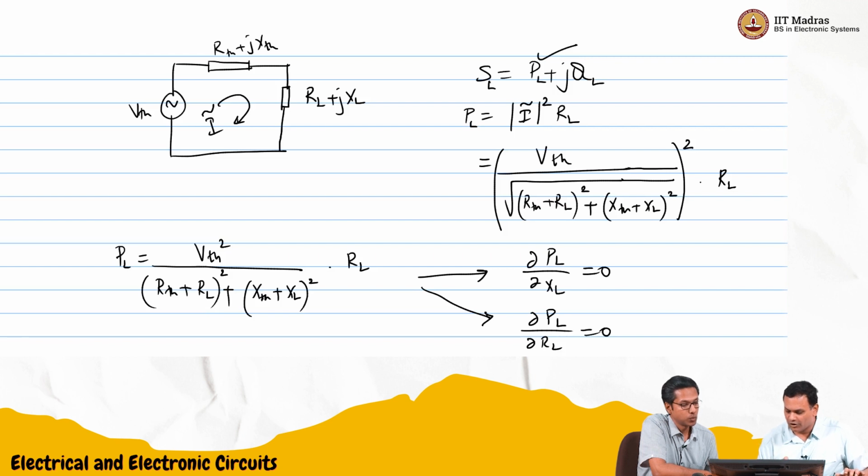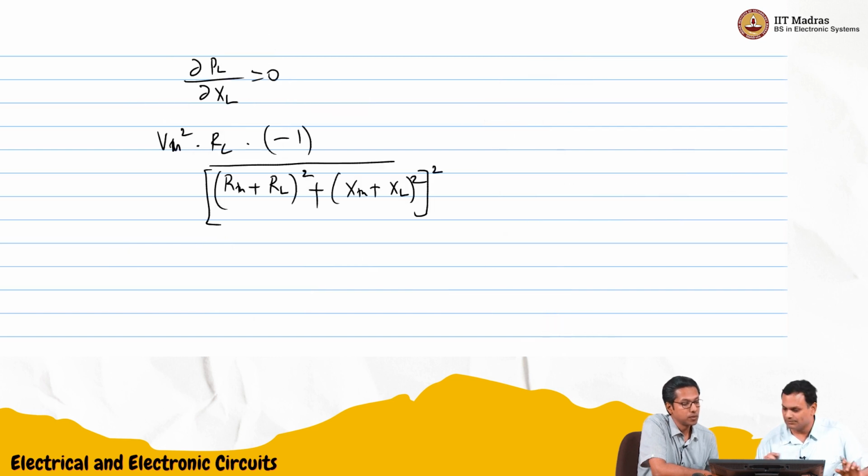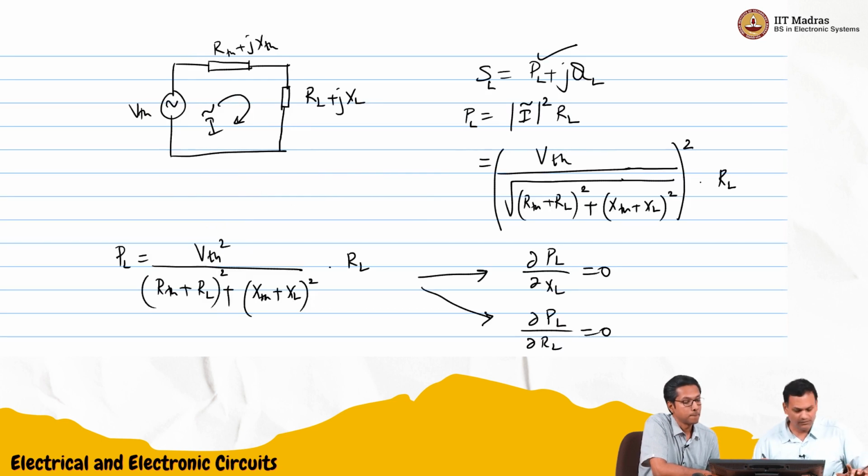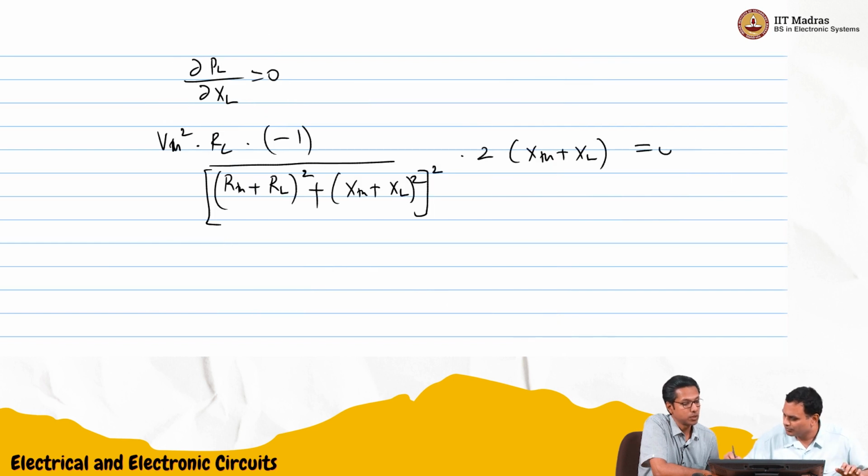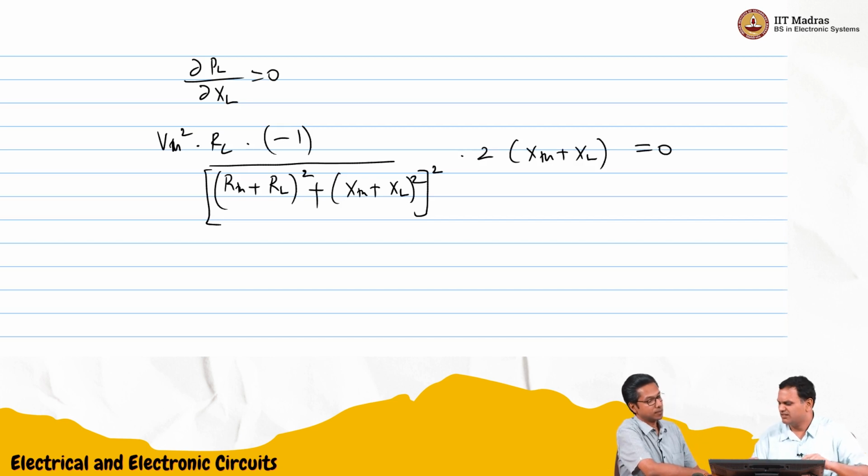The derivative of the denominator: (RTH plus RL) the whole squared is not a function of XL, so that will just become 0. So 2 times (XTH plus XL), and that's it. I've already taken VTH squared times RL. And this should just be 0. RL cannot be 0, and VTH squared is not 0. So I think it's okay.